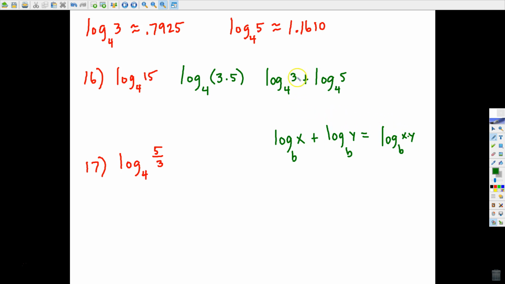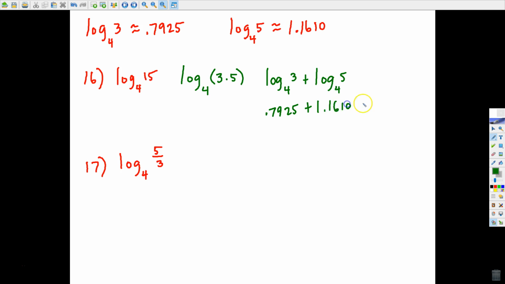Okay, so now that I have the decimal approximation of each of these, I'm just going to add these two decimals together to get my answer. So 0.7925 plus 1.1610, and I grab my calculator, add those together, and I get 1.9535.